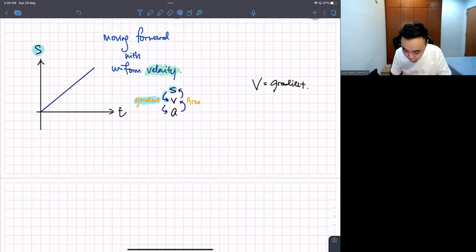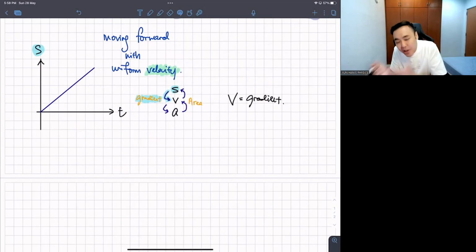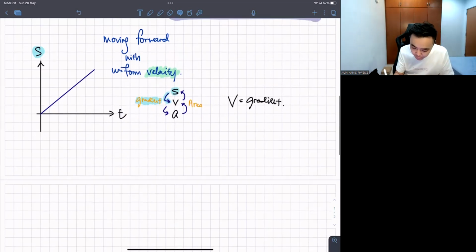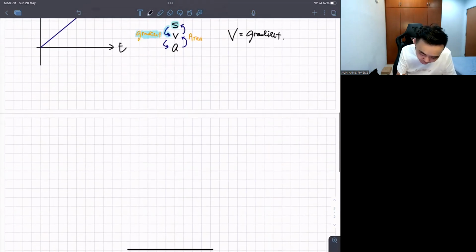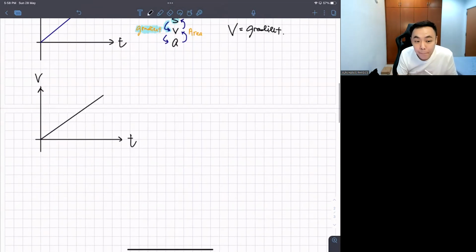So at least you know all the shortcuts I teach you. You know what to do lah. You can know, oh, this one calculate gradient, that one calculate what. Okay. Now next we try again. What if right now I have another graph that says VT graph? What kind of motion is this?